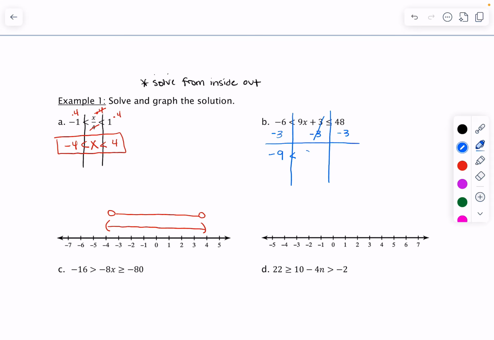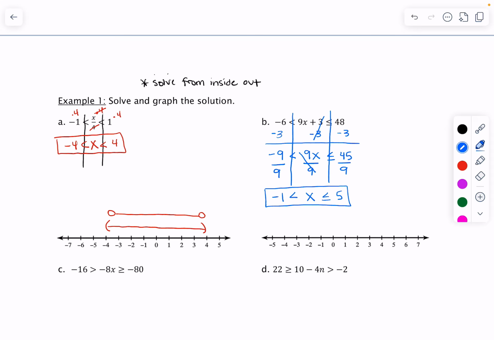Bring down your less than, bring down that 9x, bring down the less than or equal to, and 48 minus 3 is going to be 45. Last step is to divide the inside by 9, so then the outsides also have to be divided by 9. The 9's cancel, and I'm left with x in the middle. On the left side is -1, and on the right side is 5, carrying down those inequality symbols.